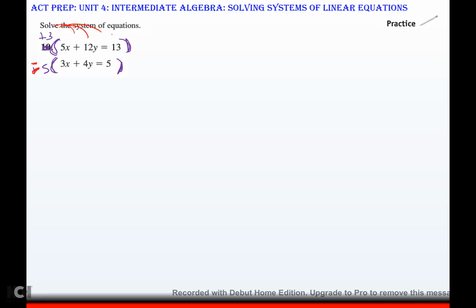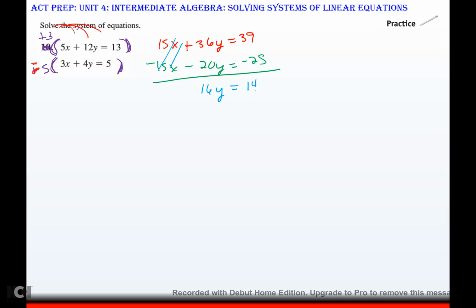On top, distributing the 3, I get 15x plus 36y equals 39. On bottom, distribute the negative 5, I get negative 15x, negative 20y equals negative 25. Combine like terms, the x's cancel. 36 take away 20 is going to be 16y equals 39 take away 25 is 14. Divide by 16 and y equals 7/8 if you reduce. So my y coordinate is 7/8.